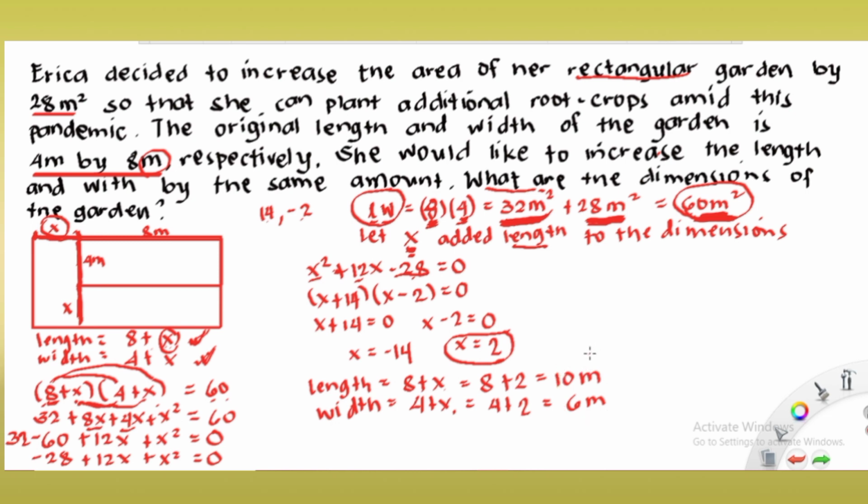Let's check. Tingnan natin kung tama nga yung sagot natin. So, if we're going to multiply 10 and 6, is it equal to 60 meters squared? So again, the area is length times width. So the area is 60. And the length is, nakuha natin 10. The width we got is 6. So we have 60 equals 10 times 6 equals 60. Therefore, our answers are correct. So what are the dimensions of the garden? So the dimensions of the garden are 10 meters and 6 meters.